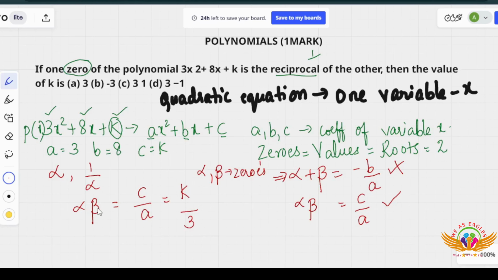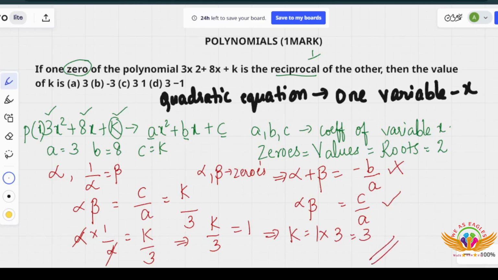Done. So what is beta here? Beta is nothing but 1 by alpha. Alpha into 1 by alpha is equal to k by 3. So numerator alpha and denominator alpha will be cancelled. So what will happen? K by 3 is equal to 1. That implies k is equal to, divided by 3 goes here, becomes 1 into 3, and the k value is 3. So the answer is 3.